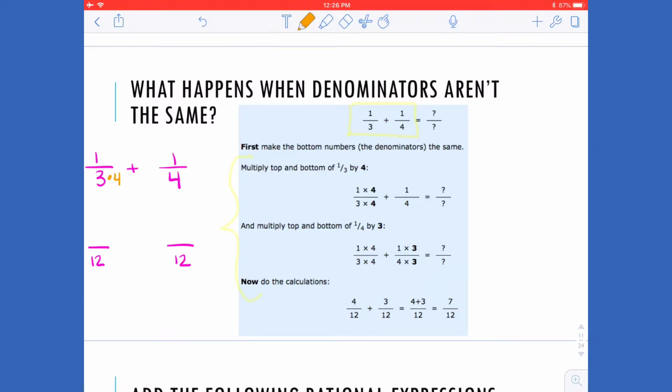So then I asked myself, what did I have to multiply to get from 3 to 12? And that would be 4. If I do it to the bottom, I have to multiply to the top, and that gets me 4. And then to get from 4 to 12, I multiply by 3. If I multiply 3 in the bottom, I have to do that on top, and that gets me 3. Add across, and I am left with 7 over 12.